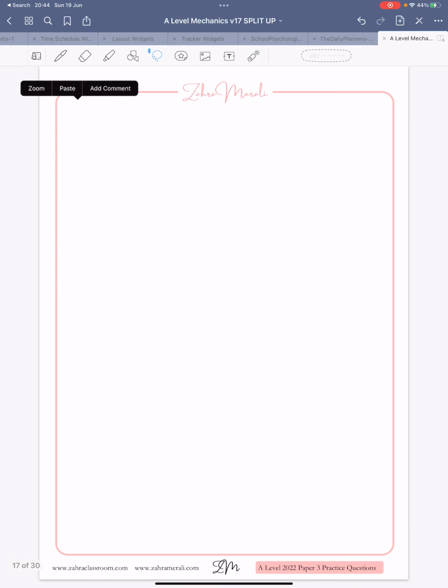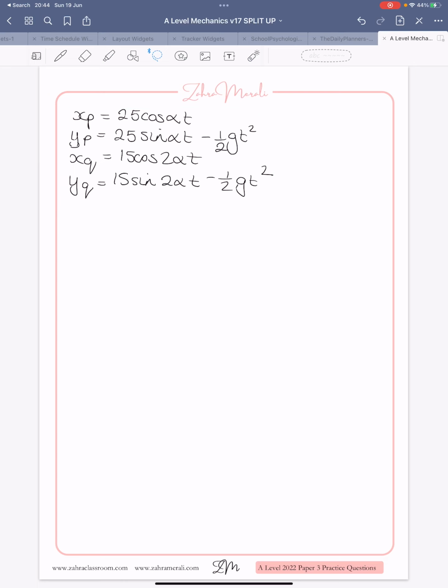So we're now going to equate things. So we said that we know that XP plus XQ has to equal 72. So we've got 25 cos alpha t plus 15 cos 2 alpha t equals 72.